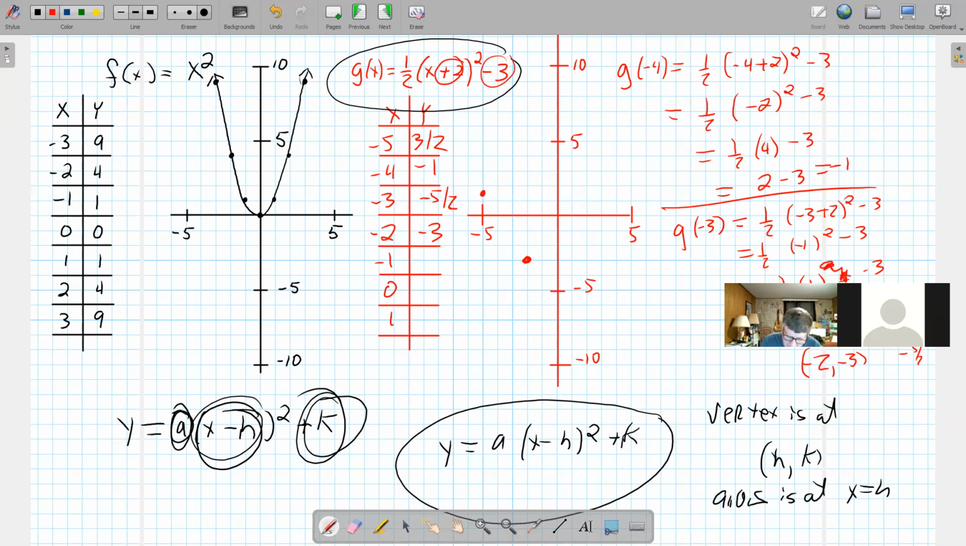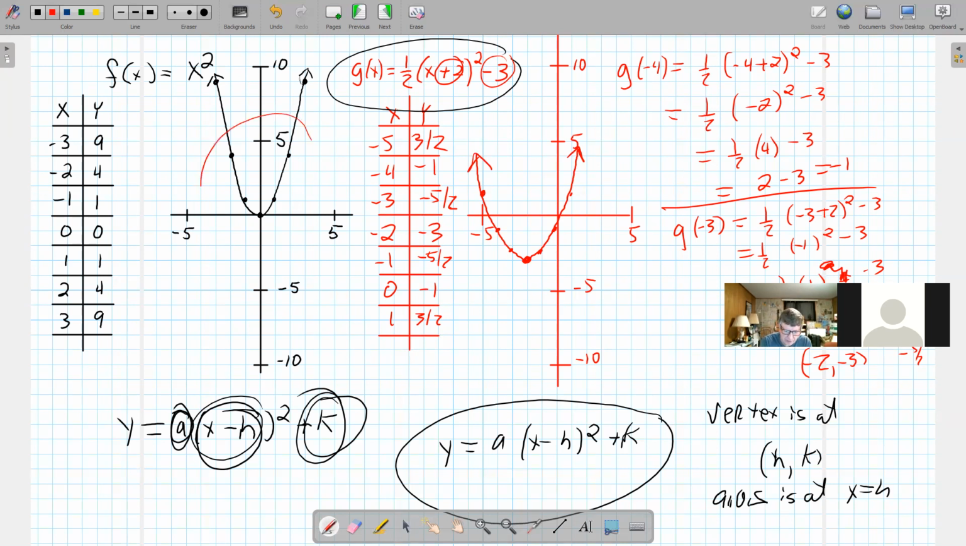Okay, now if I continue with the calculations, I'm going to get this, but I'm not going to drag you through all of that. So what does that graph look like? Let's see, -5, 3/2, -4, -1, -3, -5/2, there. Let's see here. Somehow I've messed up. Hang on. Oh, 0, -1, and then 1, 3/2. Here we go. So my graph looks like that.